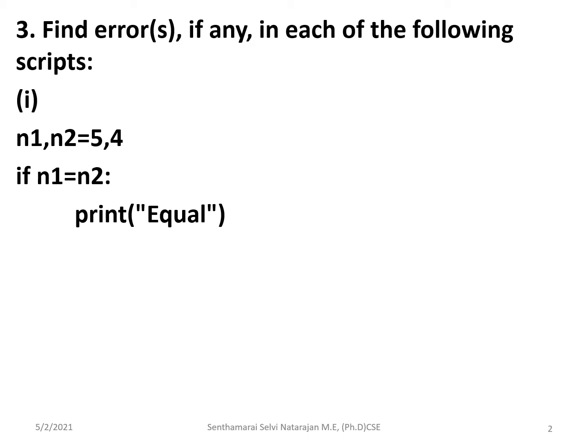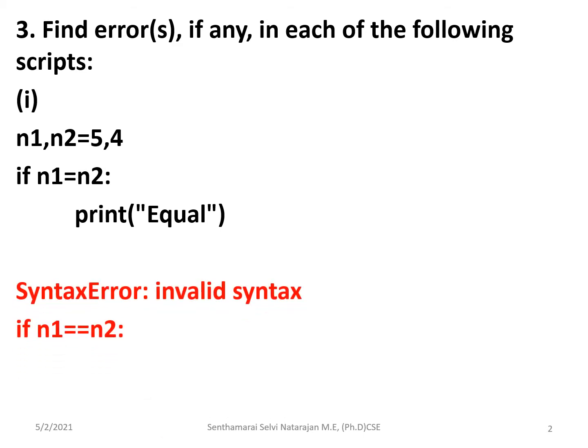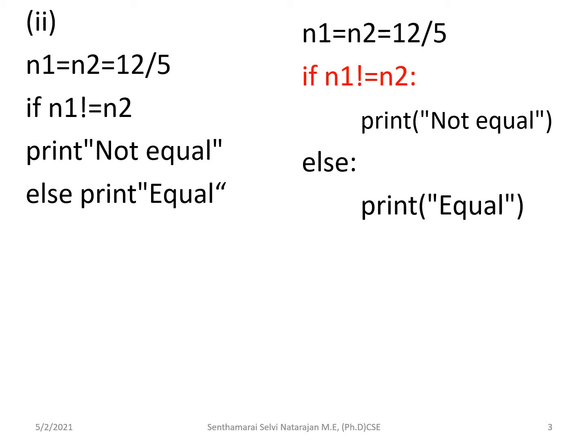They have given the code n1 = n2 = 5, 4; if n1 equal to n2, print equal. So here the error is the syntax error. Here you have to check for the equality. The equality in Python is specified with double equal to. So here the error is invalid syntax. Moving to the next question.